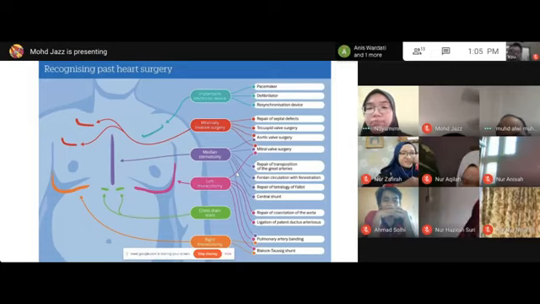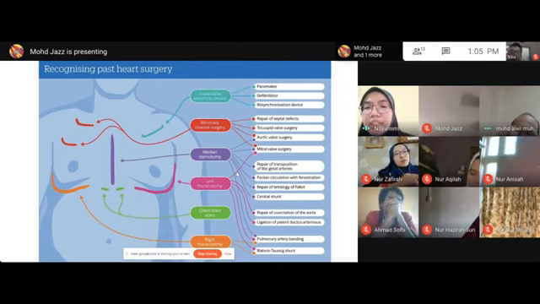Okay. And the next one is central shunt. We also do a median sternotomy incision. It is done whenever the Blalock-Taussig shunt has failed.